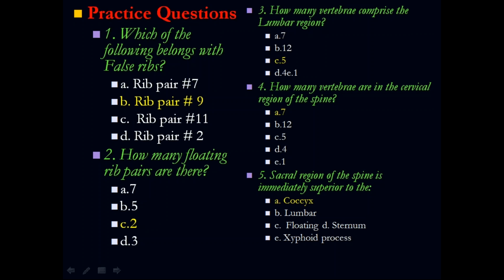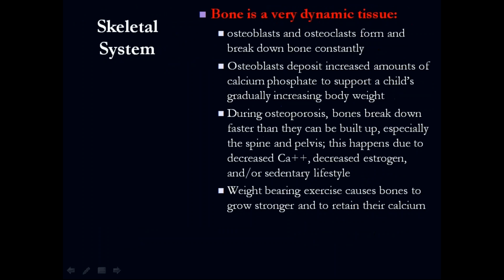The difference between them is that the floating ribs anteriorly are not attached to anything. The false ribs are attached to the sternum through a cartilage, and the true ribs are attached directly to the sternum. All the ribs correspond to one thoracic vertebra.